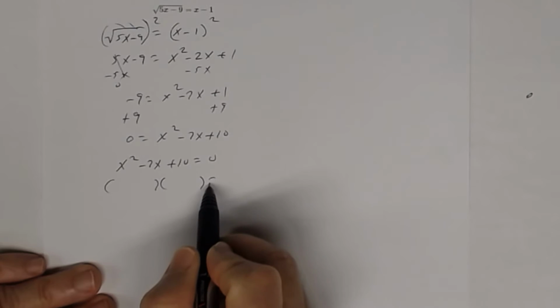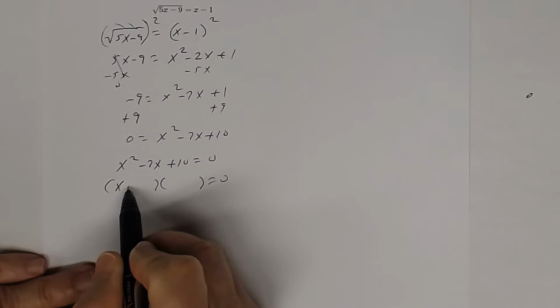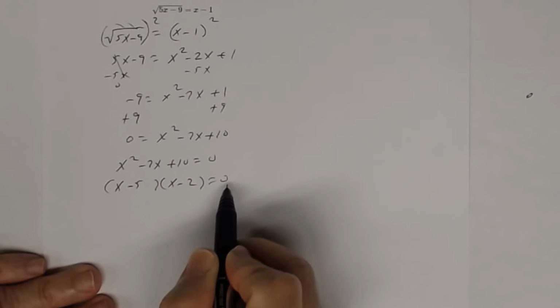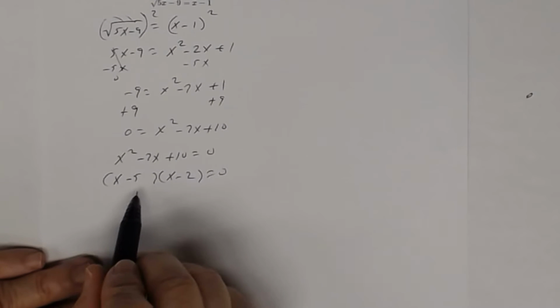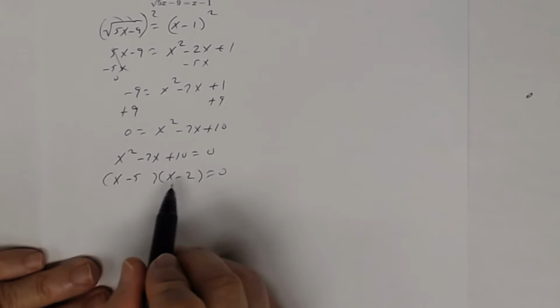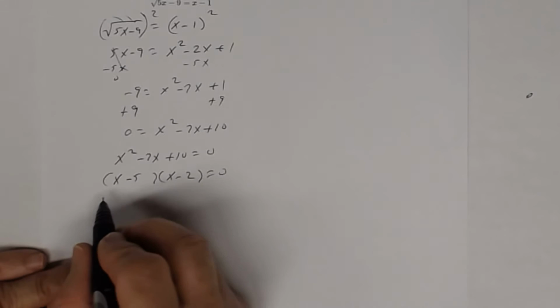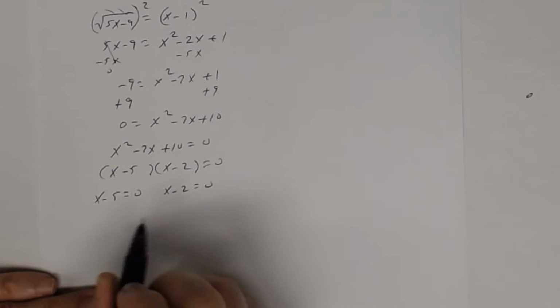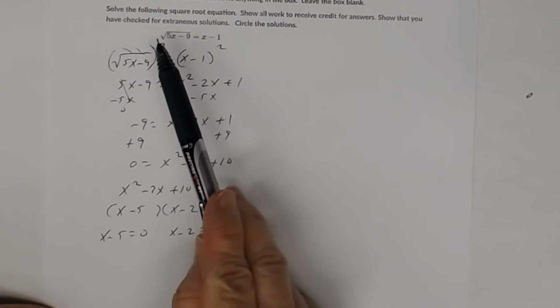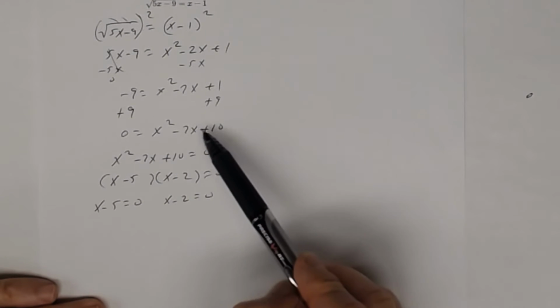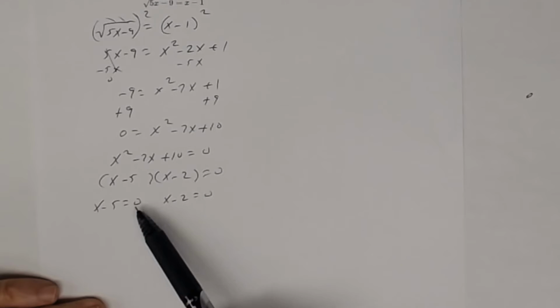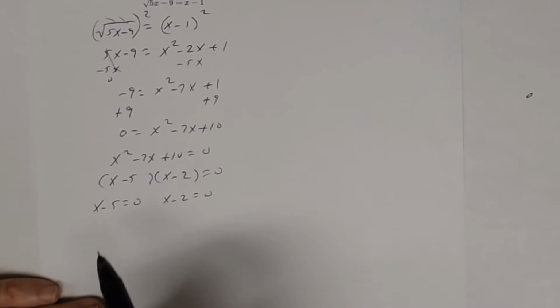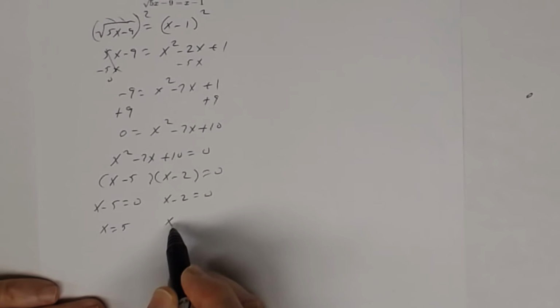It is factorable. And when I factor this, I get x minus 5 times x minus 2 is equal to 0. And then setting each factor equal to 0 using the zero factor property, I get x minus 5 equals 0, x minus 2 equals 0. And I want you to notice I went from a square root equation to a quadratic equation to two linear equations. So x equals 5, x equals 2.